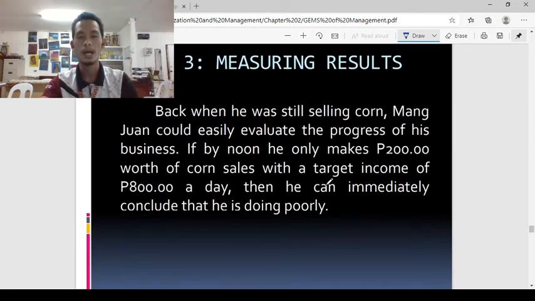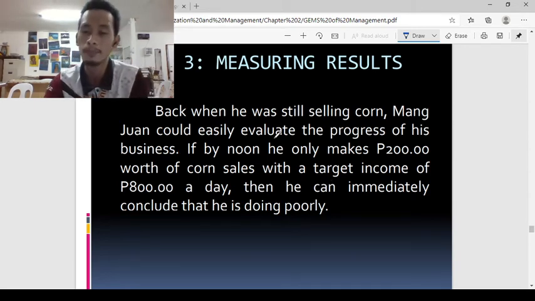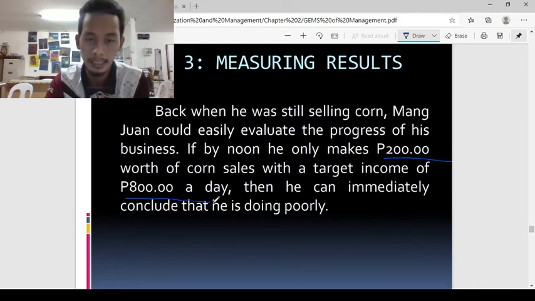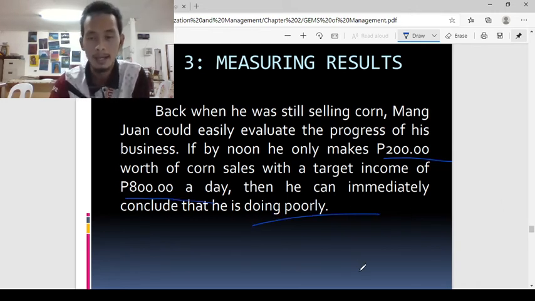Measuring results, back when he was still selling corn, Mang Juan could easily evaluate the progress of his business. If by noon he only makes 200 pesos worth of corn sales with a target income of 800 a day, then he can immediately conclude that he is doing poorly. Like, di ba? Simple lang ang business ni Mang Juan sa measuring results.